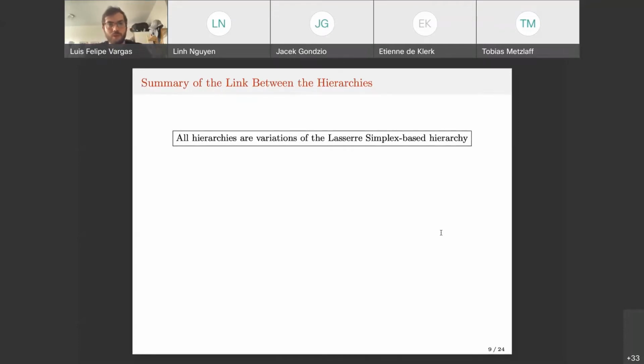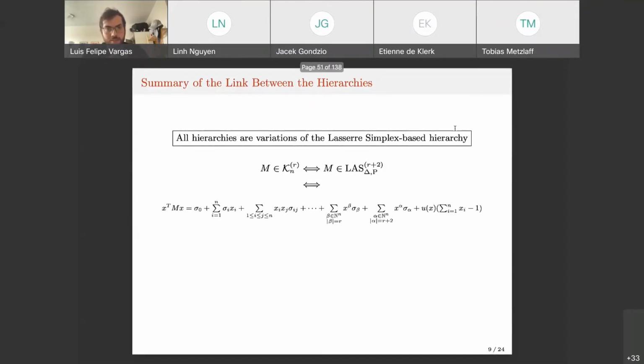Maybe to summarize in the next slide, we can see the following claim. All hierarchies that we have defined are variations of the Lasserre simplex based hierarchy. This is because of the following. M is in the cone K^n_r if and only if M is in the Lasserre preordering bound at level r+2, as we showed in the main theorem. And it means that x transpose Mx has such a decomposition in the preordering based on the simplex.